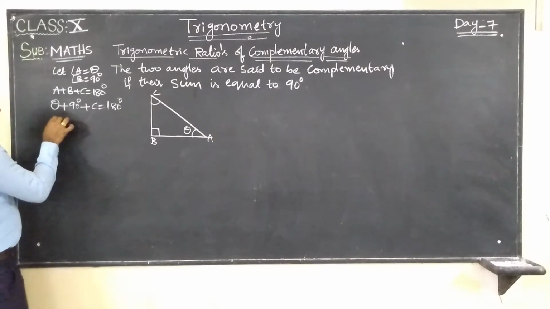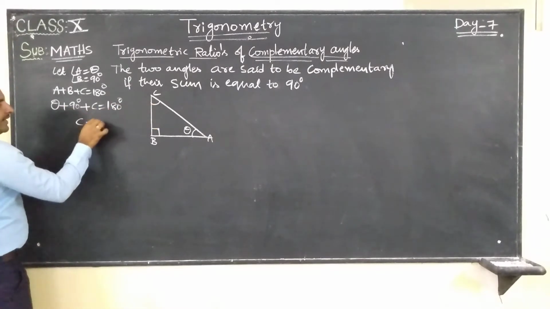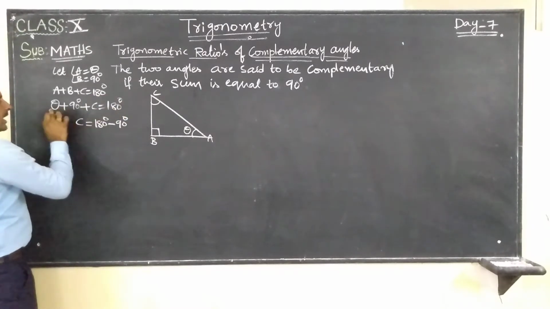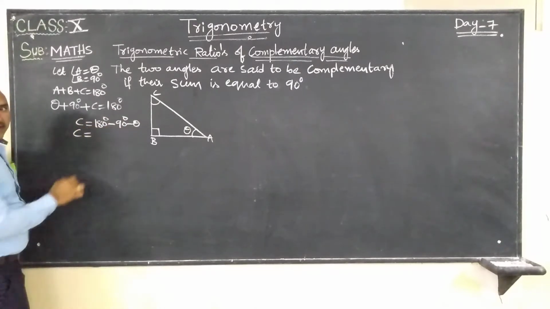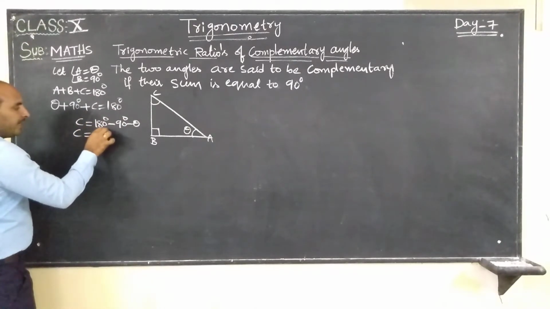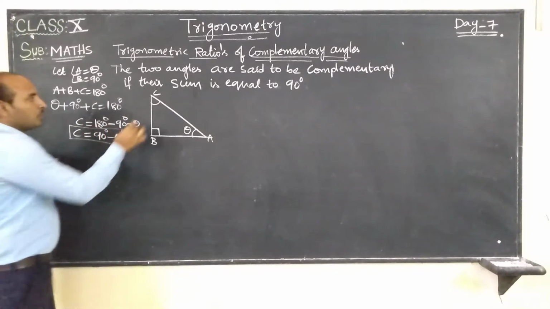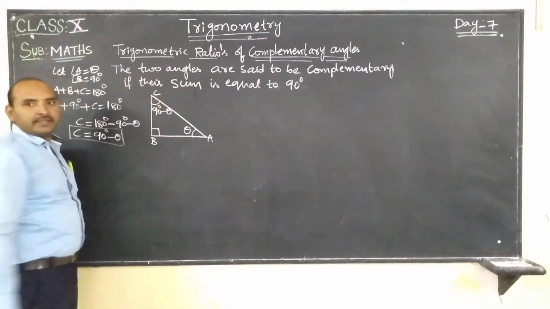So now I want angle C. C is equal to 180 degrees, and these two values we take to this side: minus 90 degrees and plus theta changes to minus theta. So C is equal to 180 minus 90, so 90 degrees minus theta. So angle C is equal to 90 degrees minus theta.